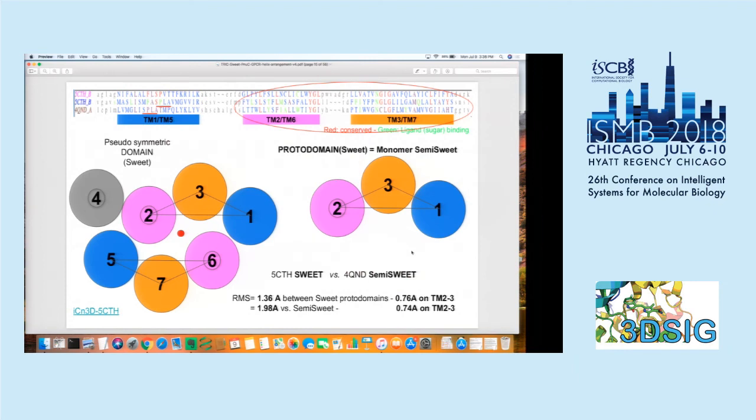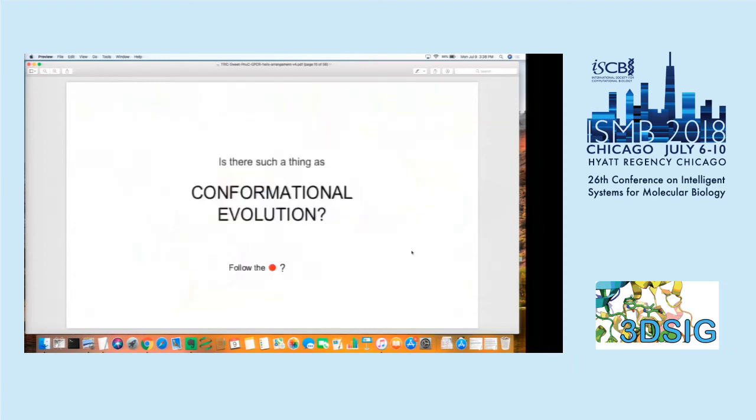Okay, so in terms of sequence, you can see, especially on TM2, TM3 versus TM6, TM7 here, quite a nice match between the 2 protodomains of the suite versus, let's say, one domain of 3 helices coming from the bacterial version. Now, the first one is actually obviously moved a little bit, and you can see that here we have a very low RMS. It's a little higher when you're using the 3 of them.